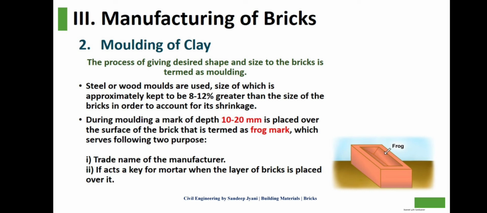During molding, a mark of depth 10 to 20 mm is placed over the surface of the brick that is termed as frog mark, which serves the following two purposes. First, it shows the trade name of the manufacturer. Second, it acts as a key for mortar when the layer of brick is placed over it.